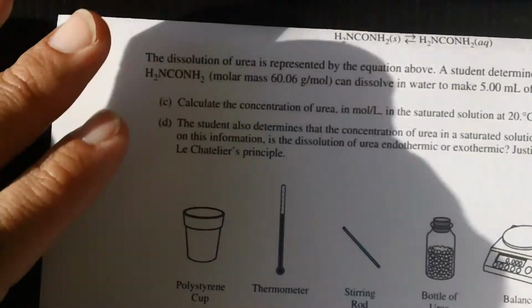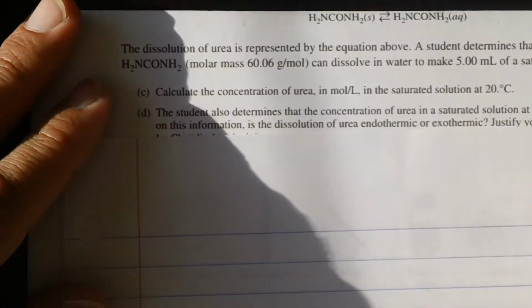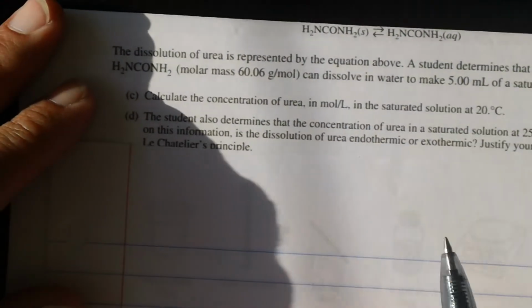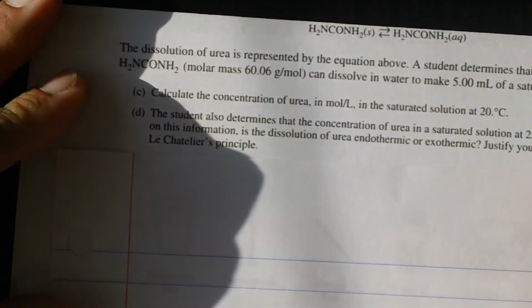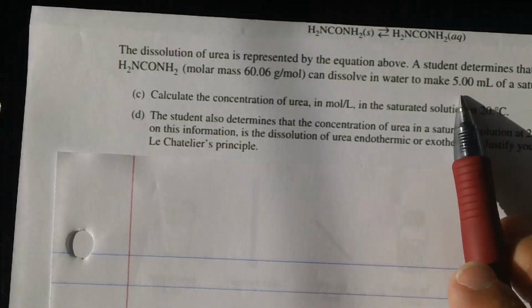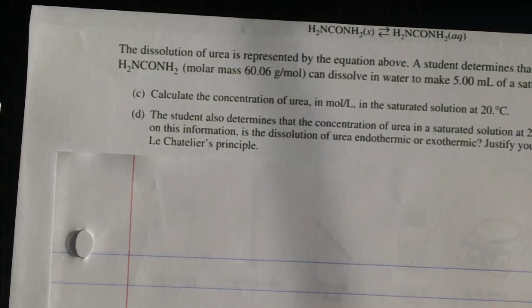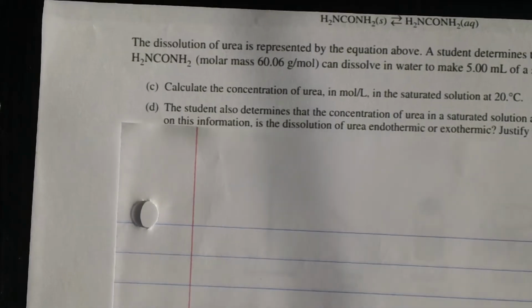Perfect. Then it says the dissolution of urea is represented by the equation above. I just cut the equation off. Come on, origami, don't fail me now. Channel my calculus teacher. All right, so they give us an equation here right at the top. It's just a dissolution, just dissolving. 5.39 grams of it dissolved in 5 milliliters of water to make a saturated solution. Calculate the concentration in moles per liter.